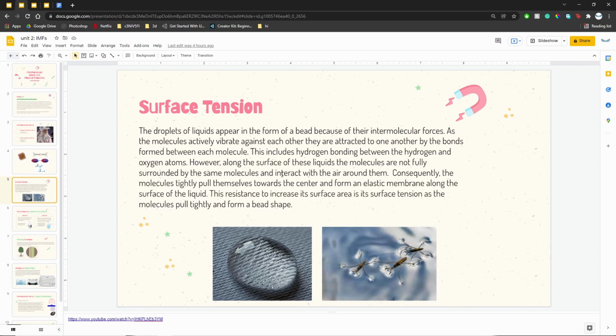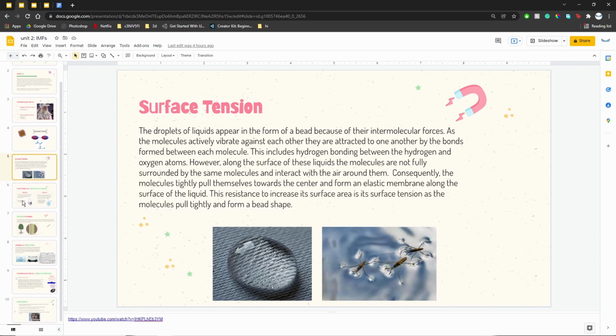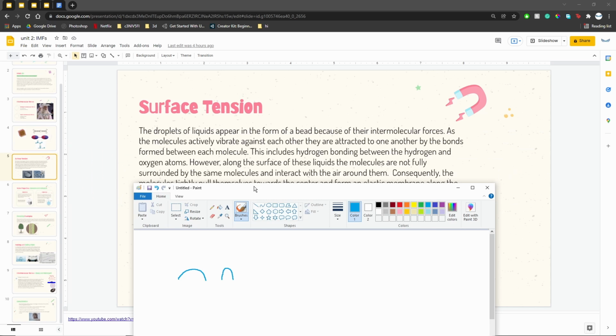Surface tension, yes. It's pulling itself inwards. So the more tightly squeezed, see, the resistance to increase the surface area is surface tension. So essentially, where was the paint? This one would have the stronger intermolecular forces because it's more resistant. It's pulling itself more in.